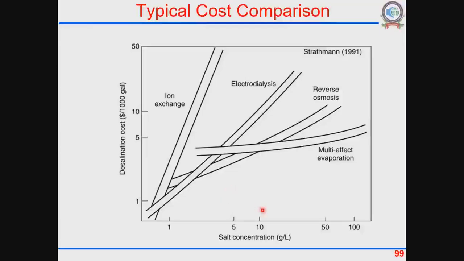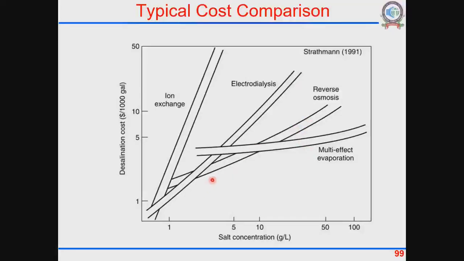So if you take seawater, it is 3% by weight. That means it is 30 grams per liter. So seawater is somewhere here. For seawater, you will have multi-effect evaporation and reverse osmosis very much competing with each other. But electrodialysis and ion exchange would be very costly because of so many ions to be removed.